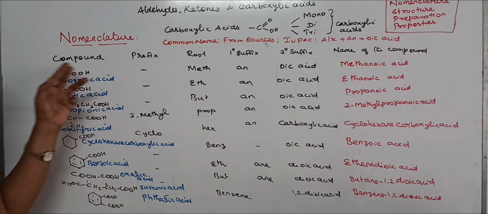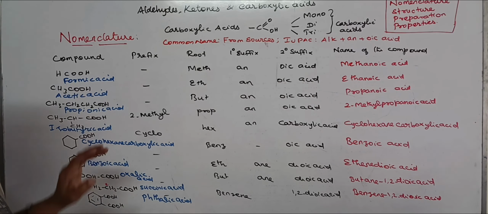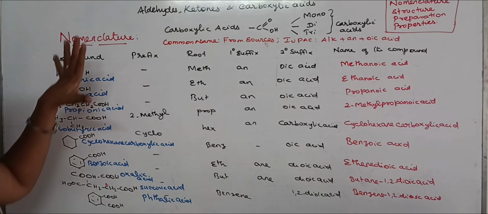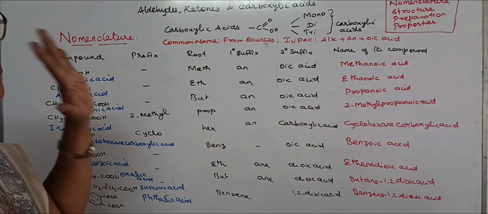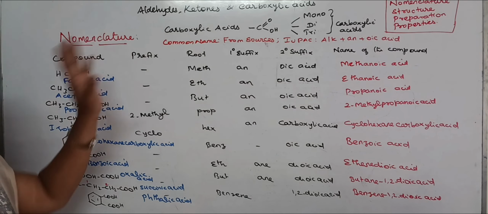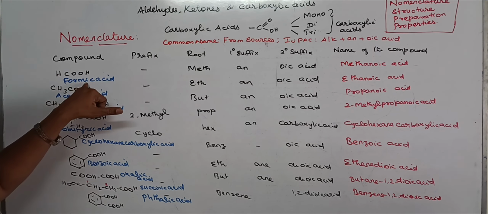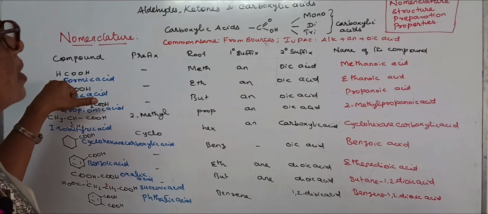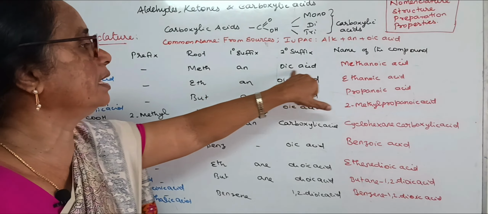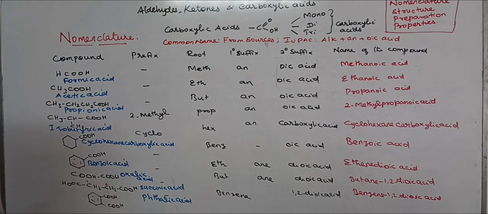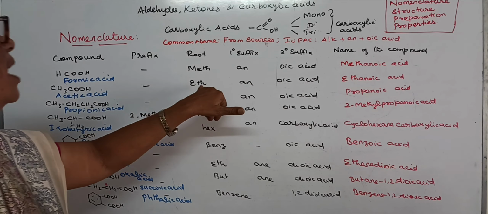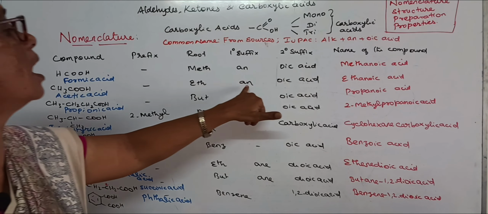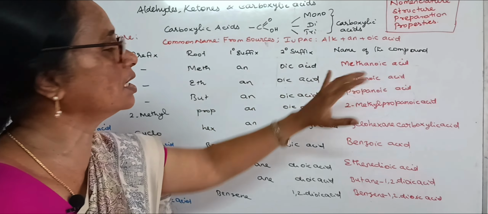The first compound I have taken is HCOOH. It is formic acid, because of the sources, the Latin name, Greek name and so on, which we discussed in the introduction topic of this chapter. Formic acid has only one carbon, so its root word is meth, and with no double bond it is methanoic acid. Similarly, acetic acid, CH3COOH, is found in vinegar. It has 2 carbons, so the root is eth, and with oic acid the name is ethanoic acid.